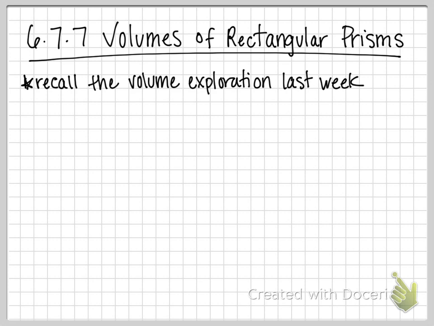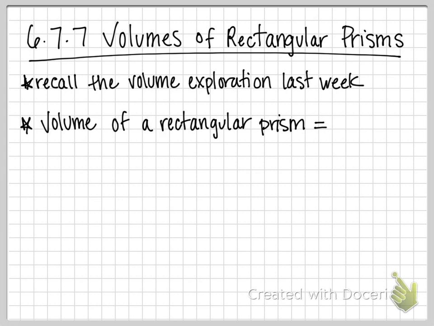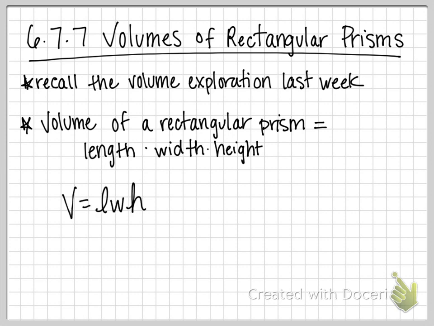So volume is where we take the length, multiply it by the width, right? And that's the area of our base. And we multiply that area of our base by the height, and that tells us the amount of 3D space that a solid figure occupies. So here's our formula. Length times width times height will give us volume of a rectangular prism. And we're only talking about rectangular prisms in this chapter. Okay? So volume is equal to length times width times height.